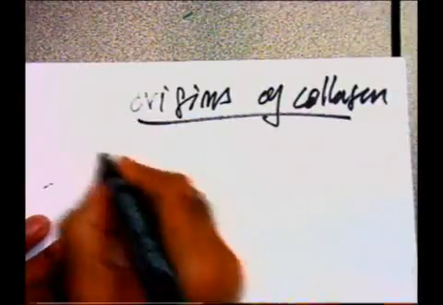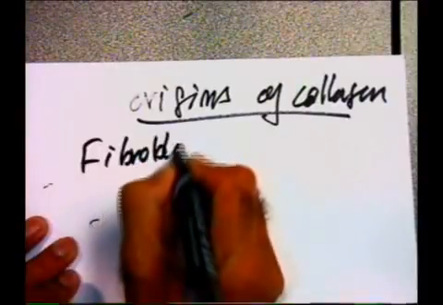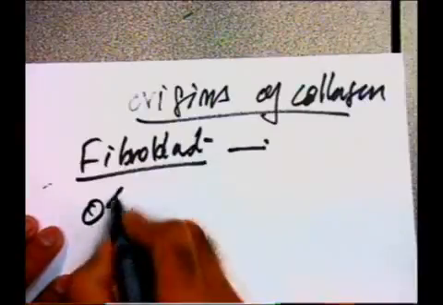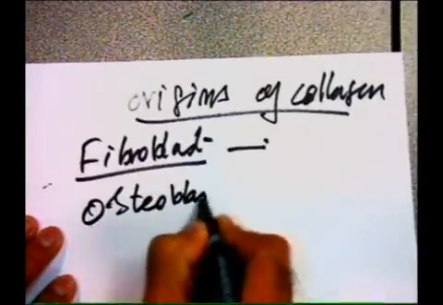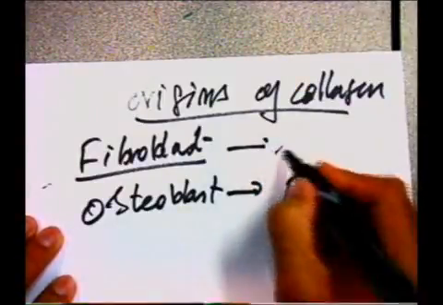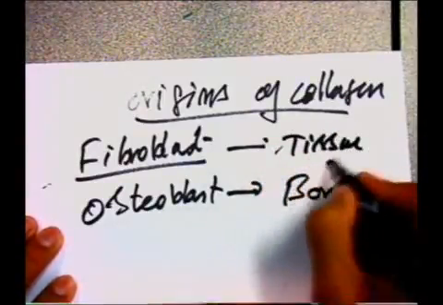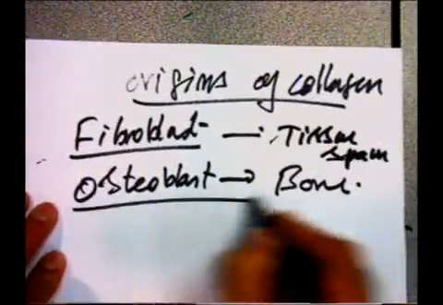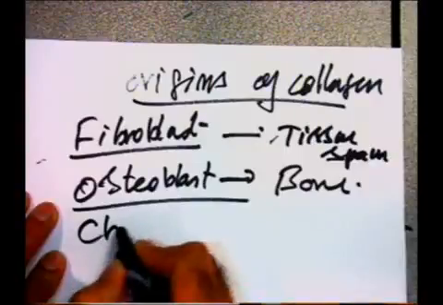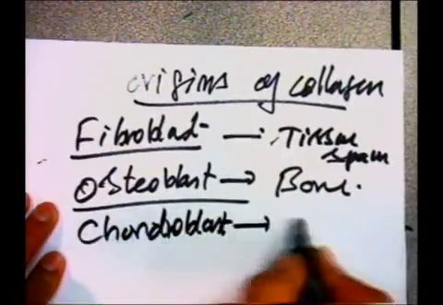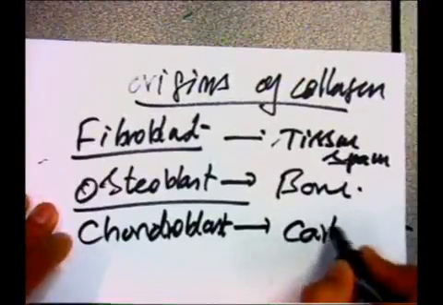Origins of collagen. Fibroblasts produce collagen. Osteoblasts produce collagen that is present in bone. Okay. Fibroblasts are in the tissue spaces, and they produce collagen for tissue spaces. Osteoblasts are mainly for bone. And then chondroblasts produce collagen, and that is mainly in cartilage.